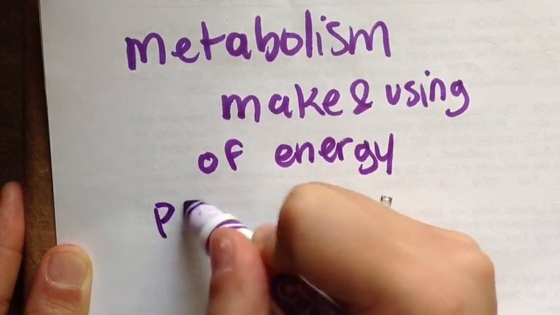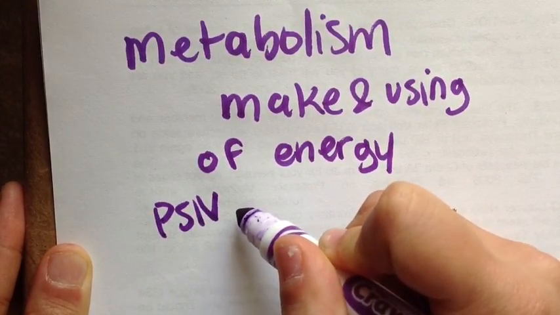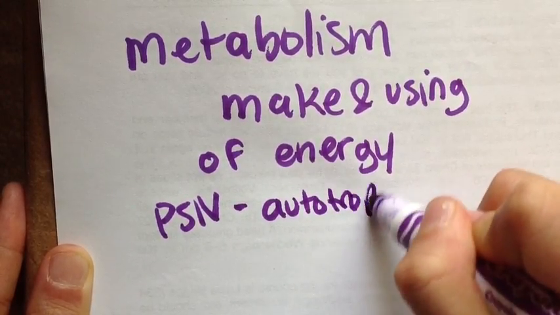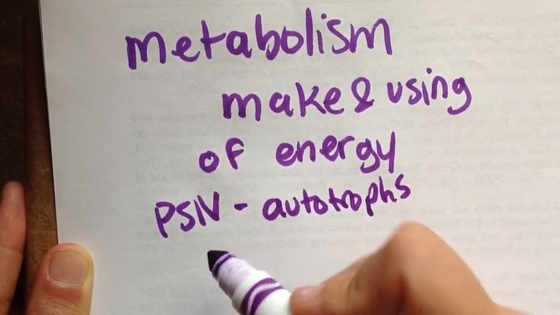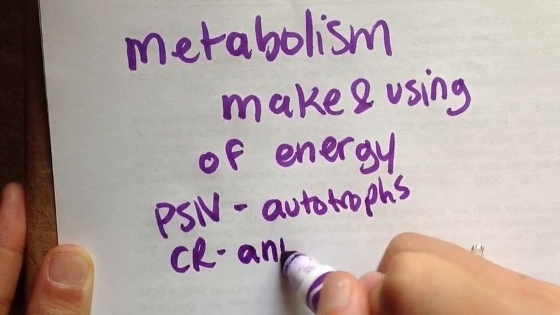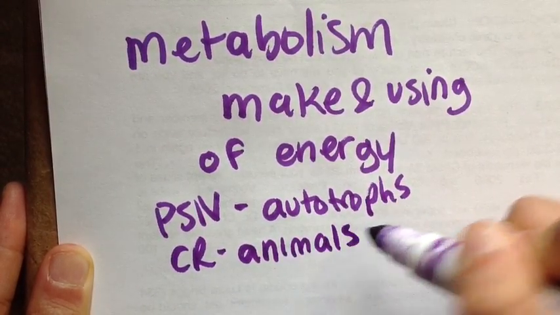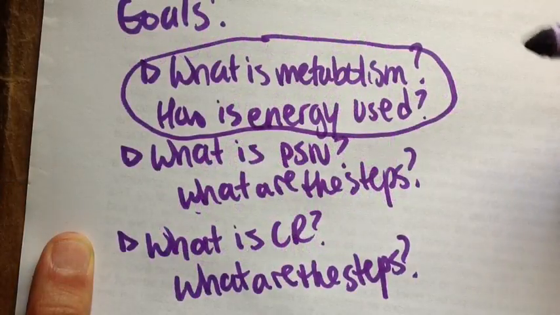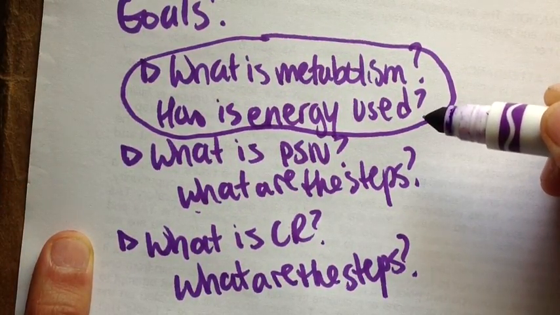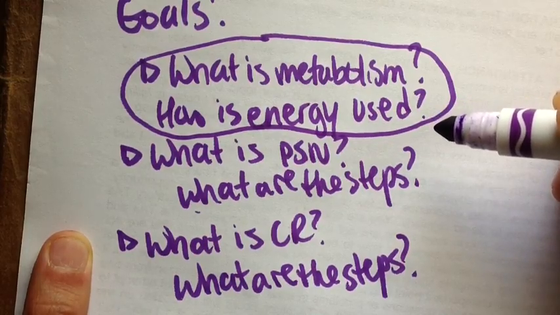We're going to talk about photosynthesis, which a lot of people correctly identified as something that happens in autotrophs or plants. And we're also going to talk about cellular respiration, which is something that happens in animals and anything that uses up energy. So the goals for today, we want to know what metabolism is. Basically, the big idea is how is energy used. That's going to be our theme for this lecture.